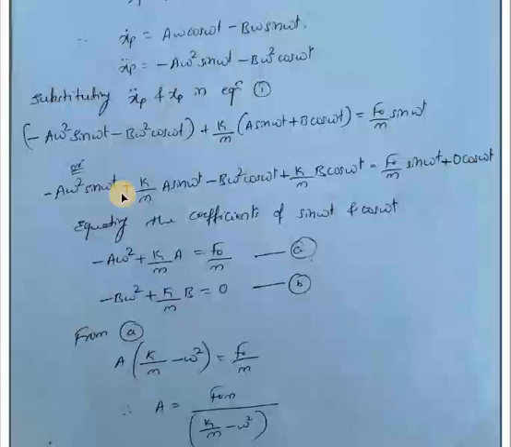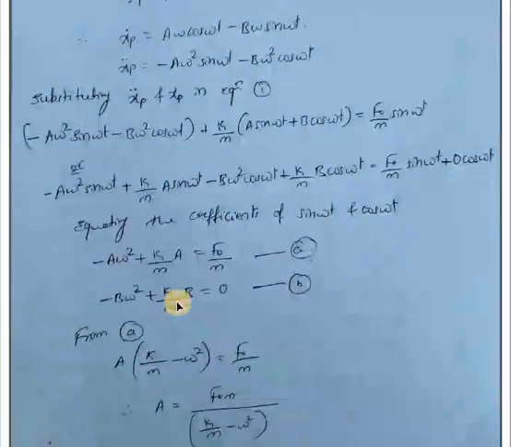So now we equate the coefficients of sin omega t and cos omega t on both sides of the equation. Here I am having minus a omega square plus k by m into a for the sin omega t on this side, and on the other side it is f naught by m, so I am equating these two. Similarly, for the cos omega t I am getting minus b omega square plus k by m into b equal to 0.